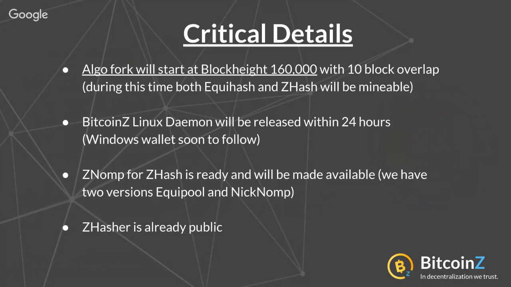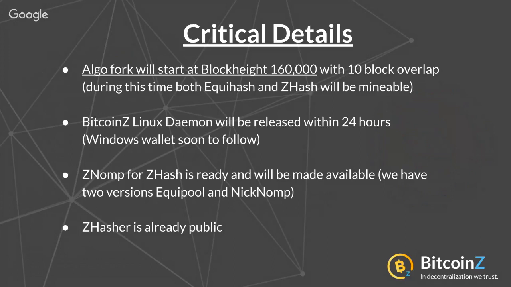Yep. Okay, cool. Next critical detail: the BitcoinZ daemon will be released within 24 hours, and we're going to have a Windows build soon after. Why we're doing it this way: we want to get the daemon that the exchanges and the pools use, and the DNS seeds also. Our main nodes need to be updated pretty quickly, and then we'll focus on onboarding the Windows side of it, which should happen pretty quickly.